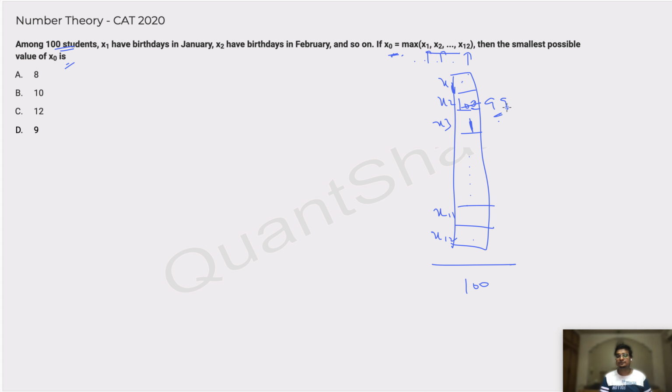Okay, to understand the question in a simpler manner, let's assume on each birthday you're throwing a party. So January will have some parties, February will have some parties, March will have some parties, and so on. Now, what is X0? X0 is the maximum number of parties thrown in a month.